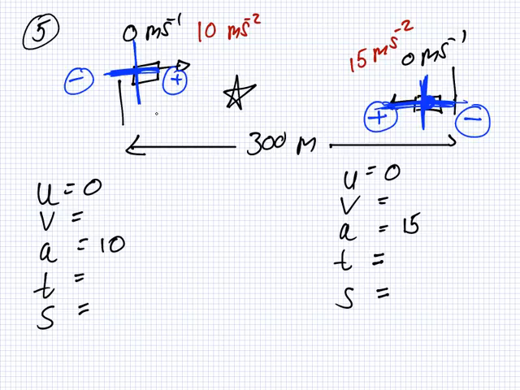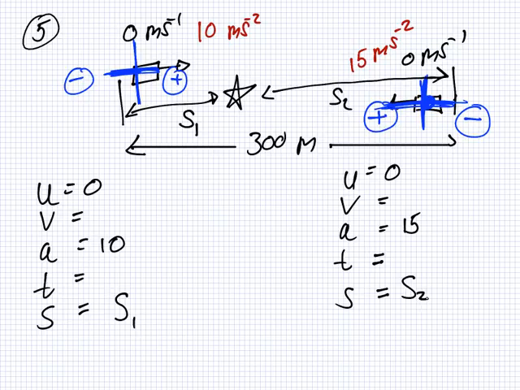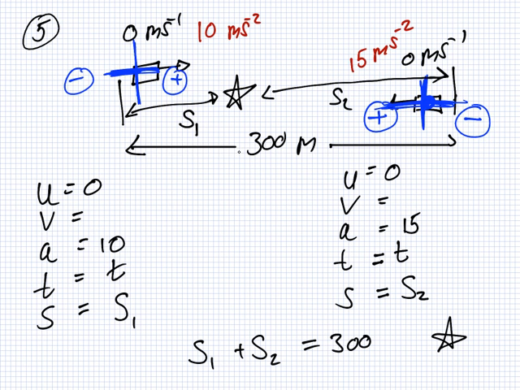So the trick here is, okay, you don't know where they meet. So you say, well, the first car will say that travels S1. So we'll call this one S1. And the second car will say that travels S2. And we don't know what S2 is. But we do know that they meet at the same time, and critically, S1 plus S2 must equal 300. And this is the key to solving this. You don't know how far they each travel, but you know in total they travel 300.